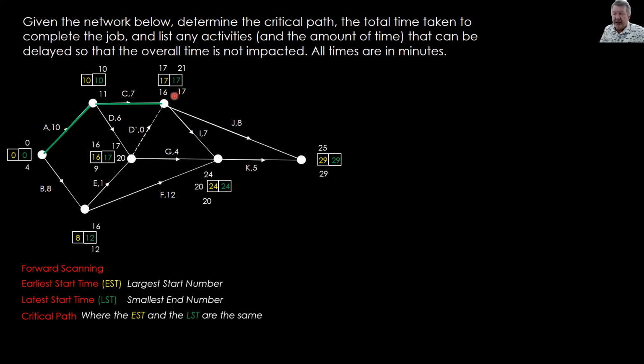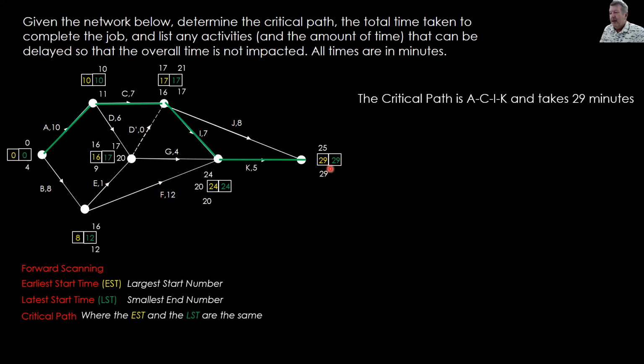Now here we've got a bit of a dilemma. Yes, we could go straight down here, 29, 29, but have a look at these boxes. They also match up. This way is longer. So we have to come down here and match these boxes up and then go straight through to the finish. So we can say our critical path is A, C, I, and K, and takes 29 minutes.